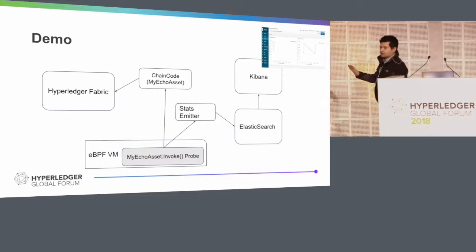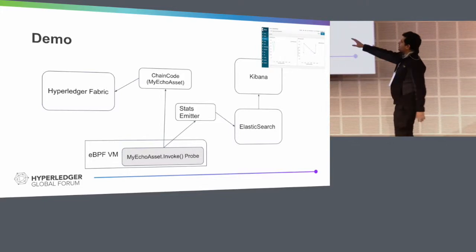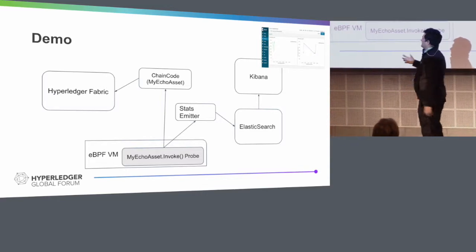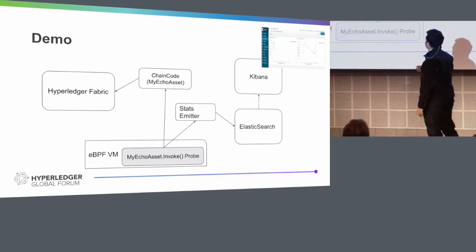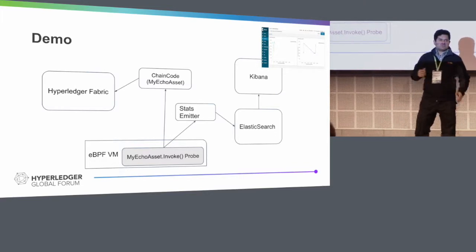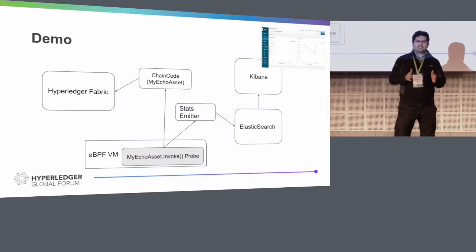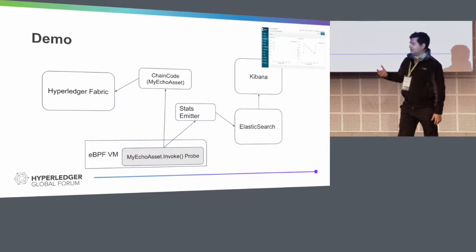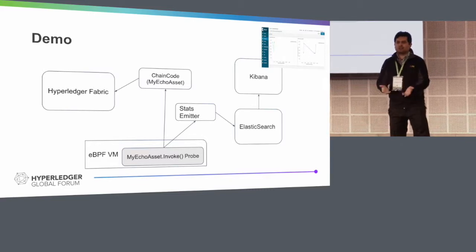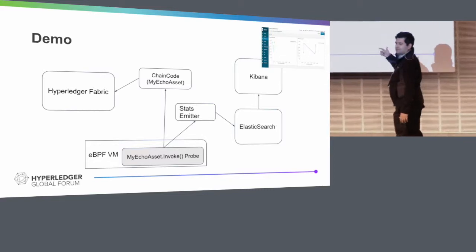So this is an overview of our demo. On this big box, you see Hyperledger Fabric. We are bringing it up in a single node installation using the dev mode, which is very convenient. It has a very nice Docker Compose file. So what we do next is that we've created a very simple smart contract, a chain code, which we call myEcoAsset. All it does is that it echoes an argument that you send to it. That's it. And we'll keep invoking it.